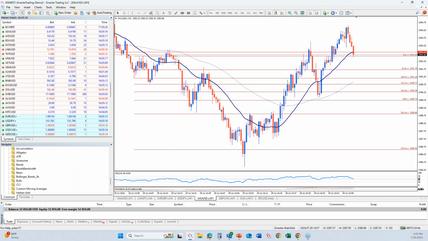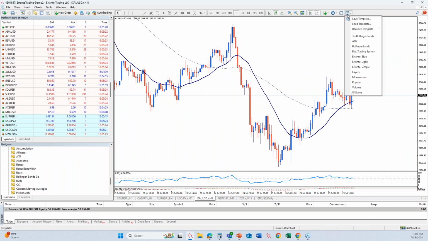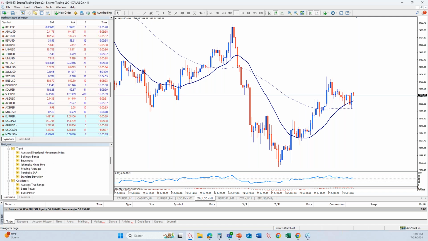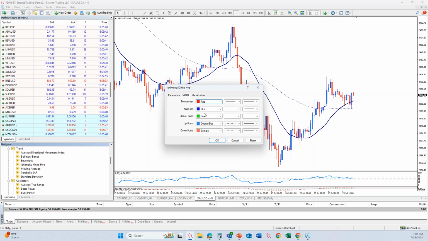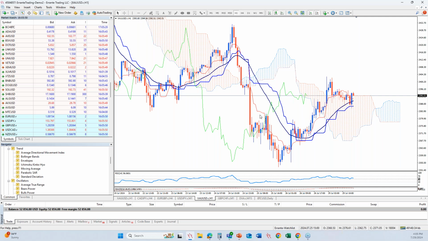Let me just take another look. For example, here on my MetaTrader 4, you can see, okay, I don't have Ichimoku here, so let me just apply it in a second. Ichimoku Kinko Hyo, we have all the components in a clear color, so let's just apply it, and let me remove the other moving averages.